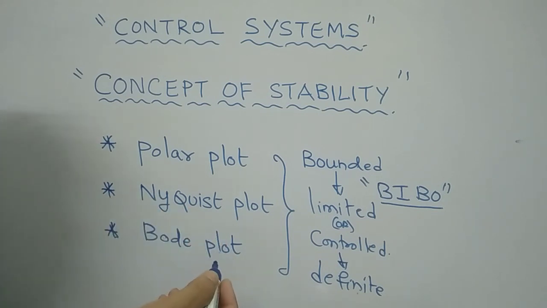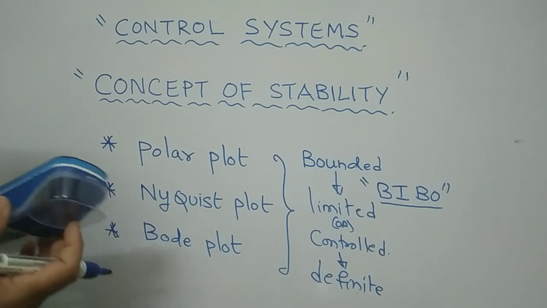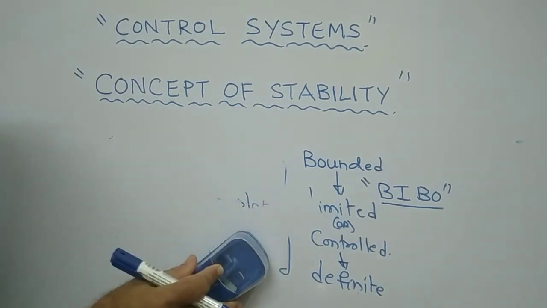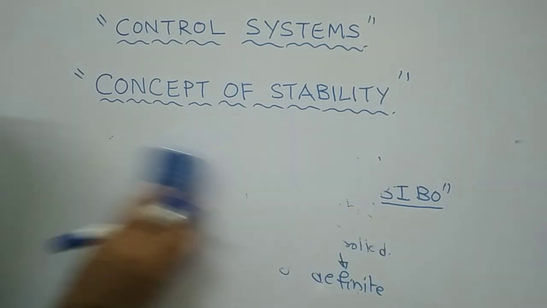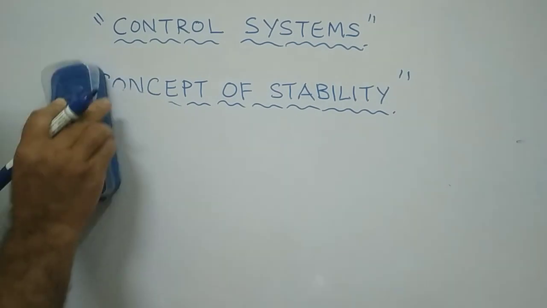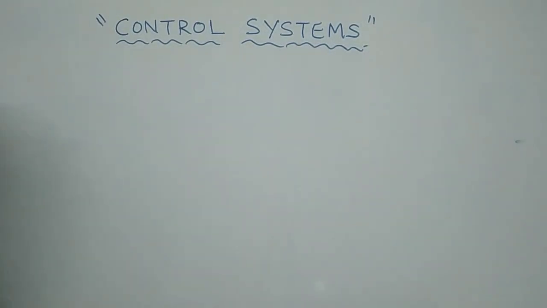In detail, we will see more regarding stability in the subsequent presentations. In this presentation, I would like to explain the first one, the polar plot. What is a polar plot? It is the basic method of finding the stability using the frequency response.